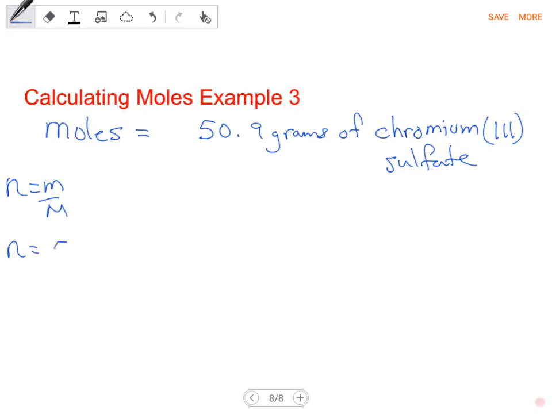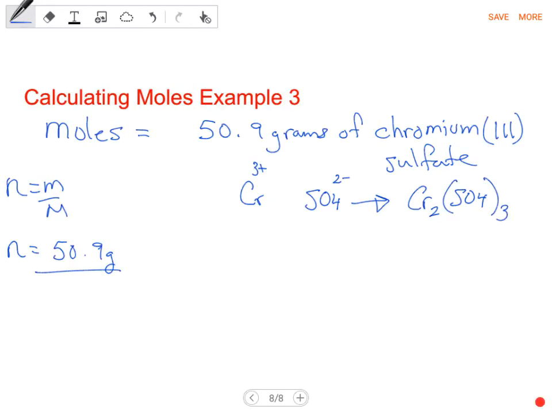So we have 50.9 grams. Need the molar mass. To get molar mass, we have to have the right formula. So chromium is Cr, that's going to be the 3 plus version. Sulfate is SO4 2 minus. I hope by now you're okay with me skipping a step. I'm going to put this together. It should be Cr2(SO4)3. Remember, we have 3 of these now, bracket.